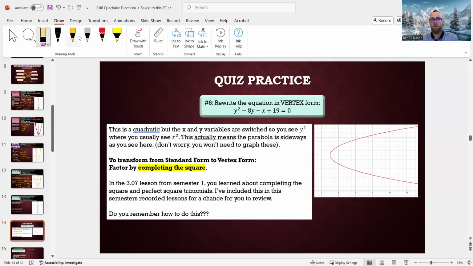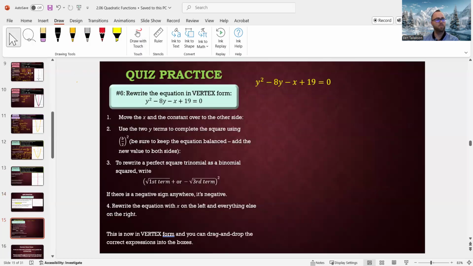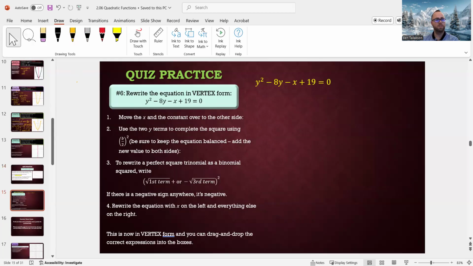Do you remember how to complete the square? If you do, go ahead and test yourself right now. If you don't, we're going to do it together. There's the steps on the side. Let's go. Now, since we're thinking of this in reverse, where the x's are y's and y's are x's, we need to move the x to the other side. Step 1. Get that to the other side.